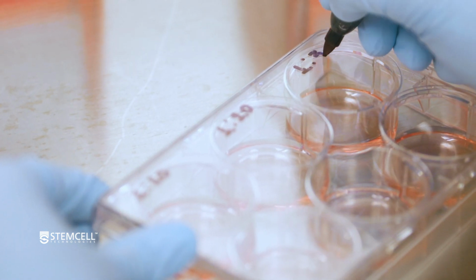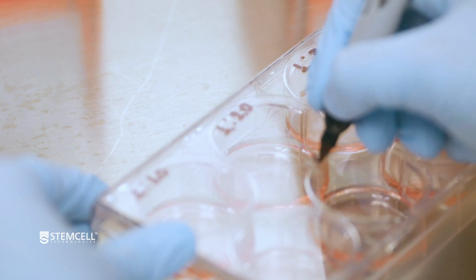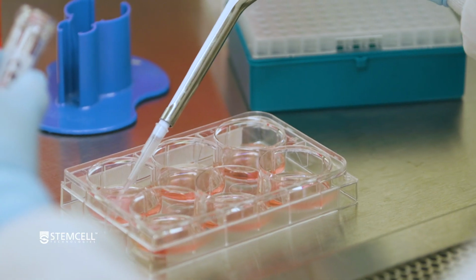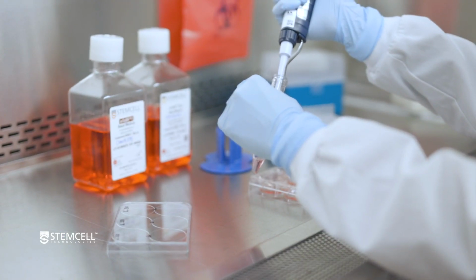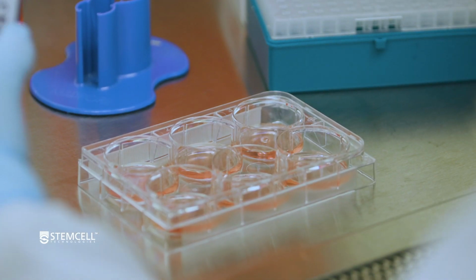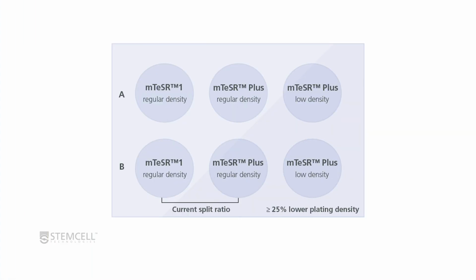For wells in column 1 and 2, plate the aggregates at a density or split ratio currently being used. As some cell lines expand better in mTeSR+, you may notice better attachment, such that a lower seeding density is necessary to prevent overgrowth. Therefore, for wells in column 3, plate the aggregates at a seeding density that is at least 25% less than the current seeding density.